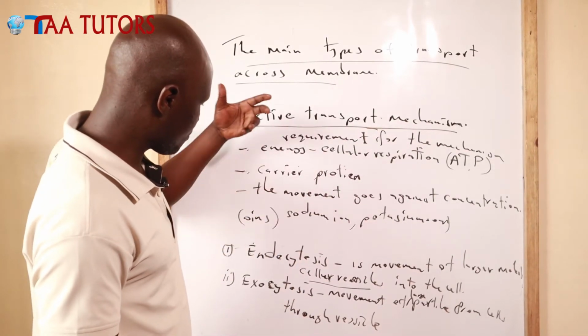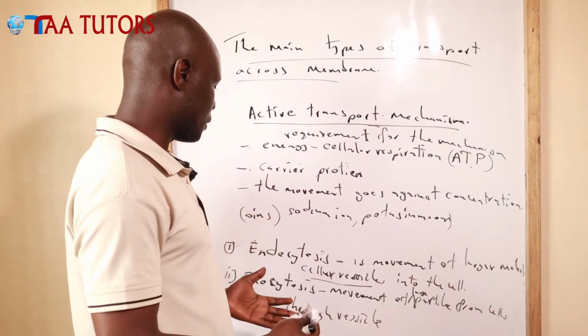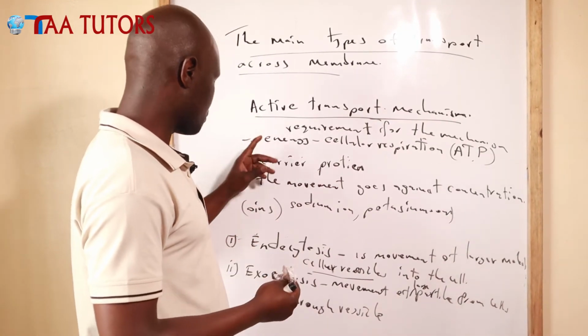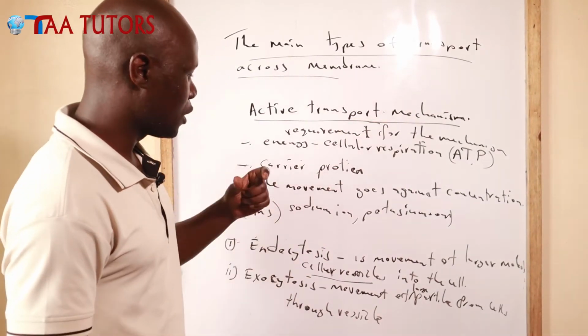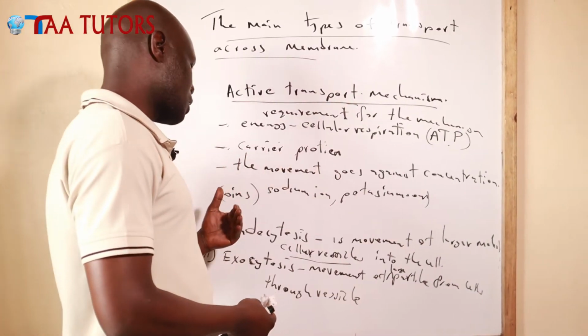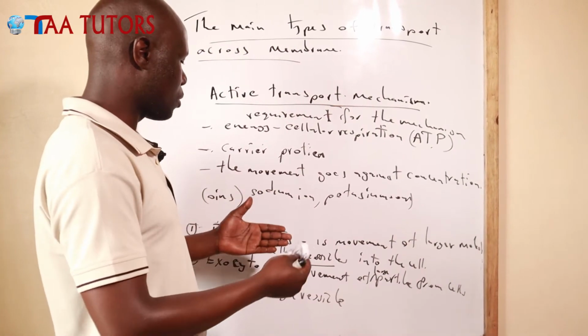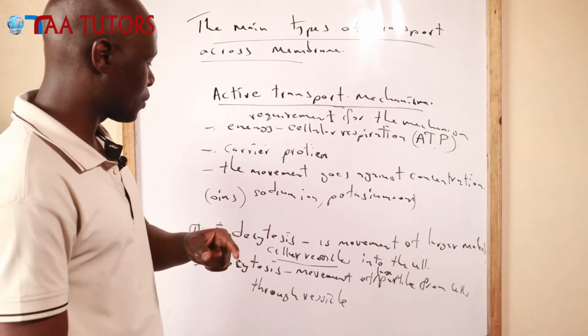Then we talk about some processes that help in cell functioning that rely on active transport. One of them is endocytosis, and here we talk about the movement of fluid molecules, which are large in size, from the outside of the cell into the inside through cellular vesicle formation. So this one enables the particles to get into the cell.